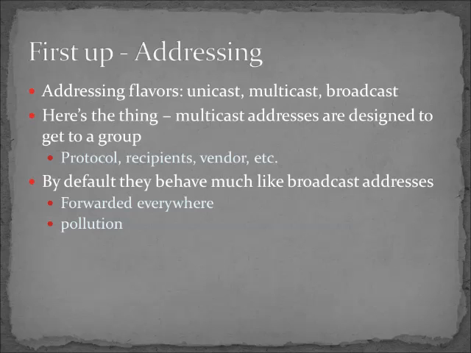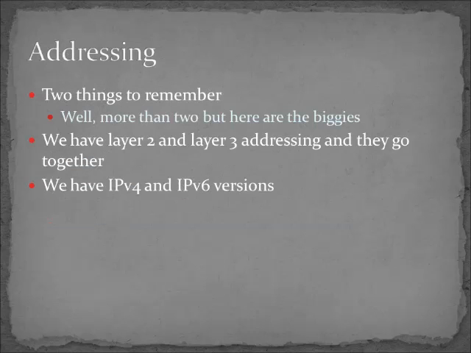Now, by default, multicast addresses go everywhere, just like broadcast. That's because we're not really sure where everybody in the group is. So we'll see later on how we solve that particular problem. This means that multicast addresses are forwarded everywhere, and that can mean a lot of network pollution for your topologies. So when we dive into addressing, there are really two big things to remember.